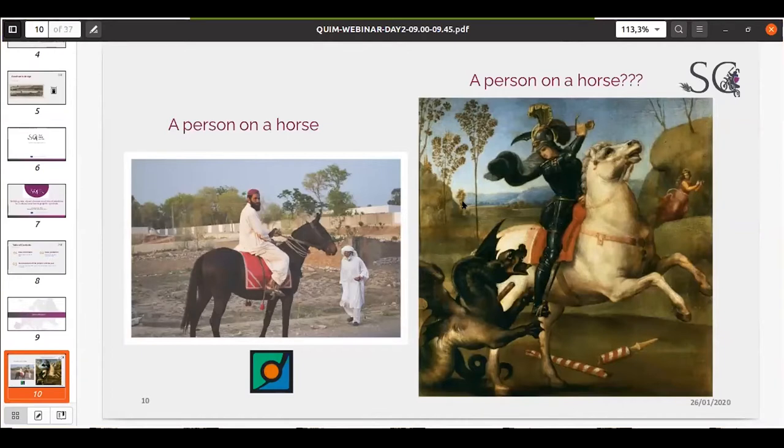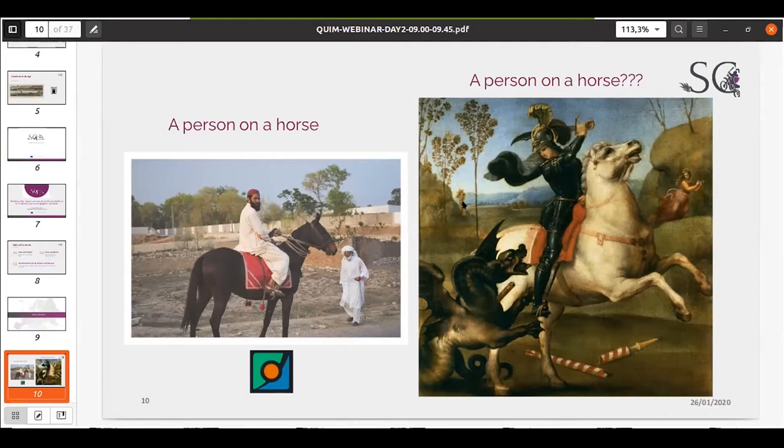The photograph on the left is a Flickr photograph, and the caption is generated by a system trained with the COCO dataset. Notice that the caption is a person on a horse. That's okay, because we are not interested in knowing who this particular person is. But imagine that instead of this photograph, we have the painting of St. George killing the dragon, and imagine that the caption generated is a person on a horse.